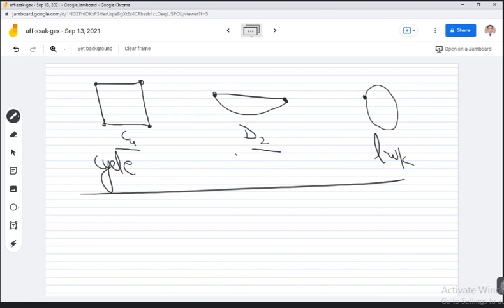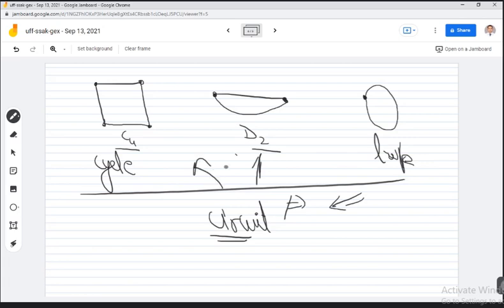These are all, we can say, circuits, but these are different graphs. This is a cyclic graph, this is a D2 graph, because a D2 graph is not a cyclic graph, and this is a loop. It means that every loop is a circuit. Is every circuit a loop? No. These are the examples. This is a circuit, but this is not a loop.